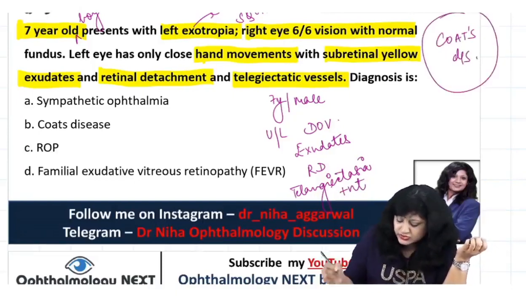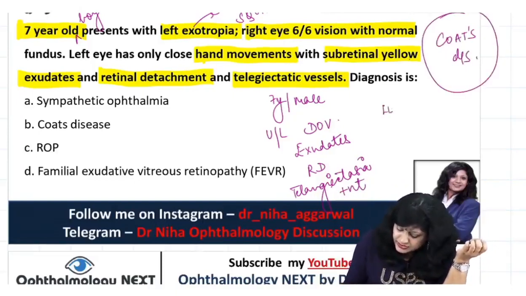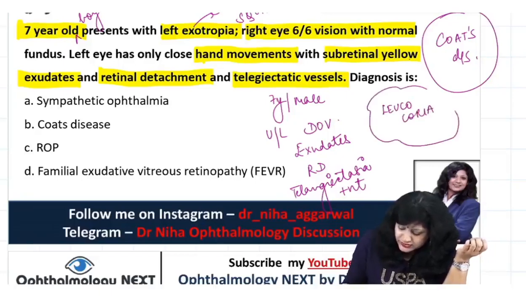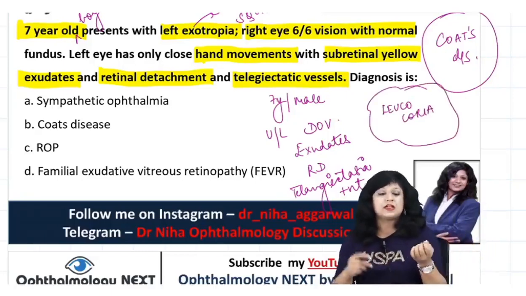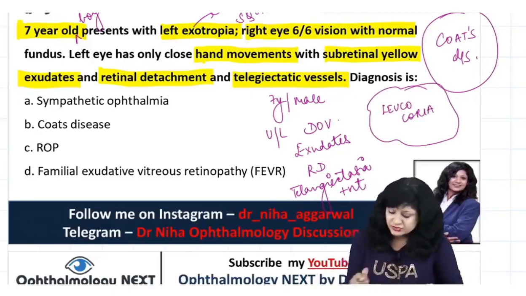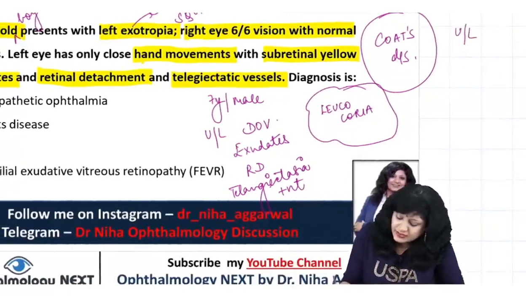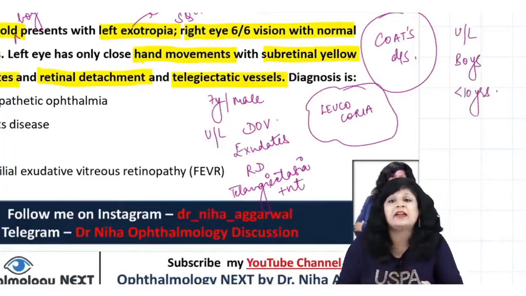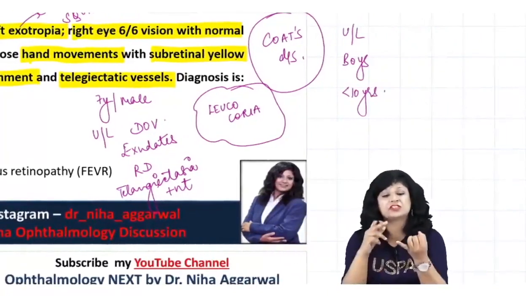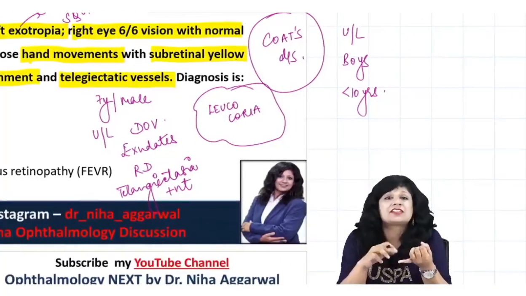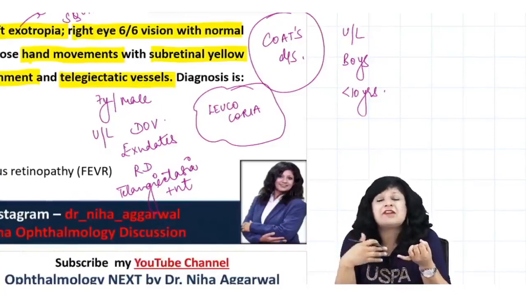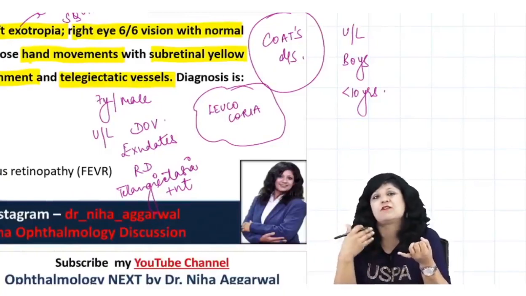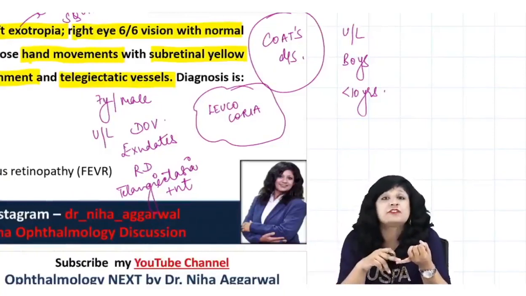This is Coats disease, which comes under the DD of leukocoria. It is one of the important DDs of leukocoria. It's a unilateral condition which is common in boys, and less than 10 years it is very common. Basically what you get in Coats disease is idiopathic vascular telangiectasia. You have telangiectasia of the vessels, you have abnormal formation of the vessels.